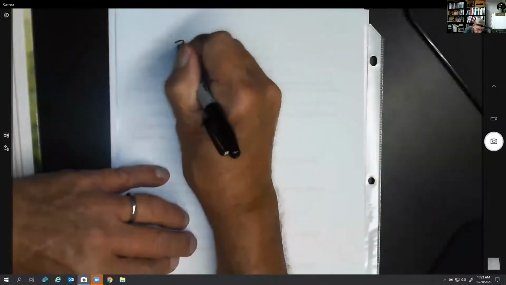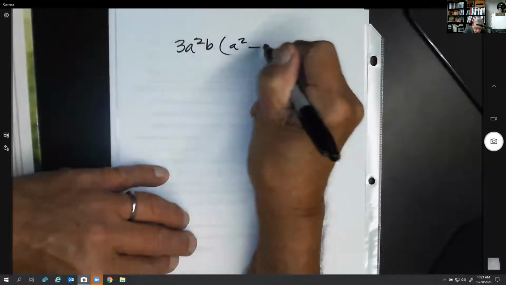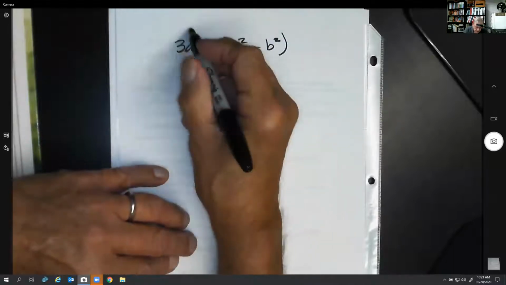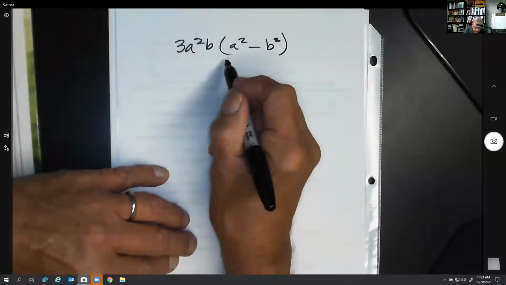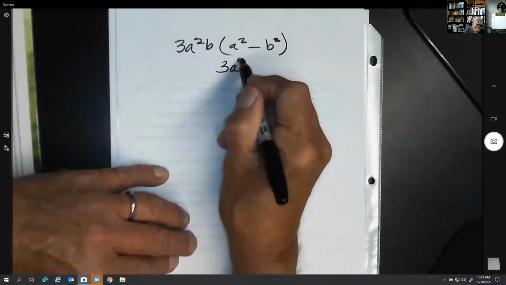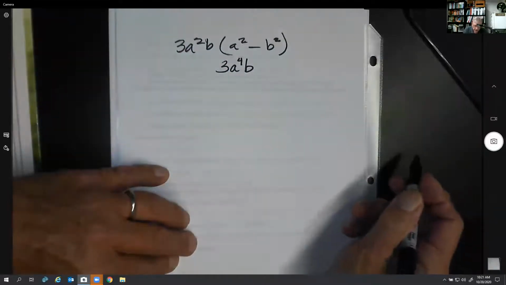All right, let's try another problem here. Here's a more complicated one. And sometimes it's fun to just put these below each other. So the 3 just kind of falls through. 2 and 2 make 4. And the b just falls right through there.